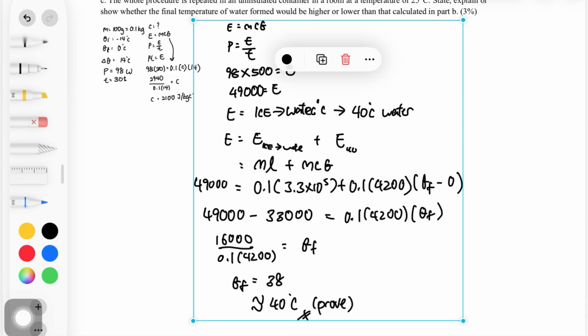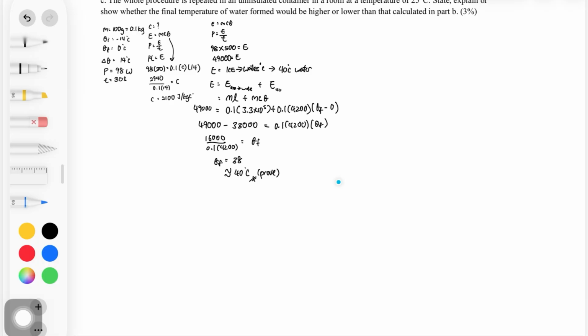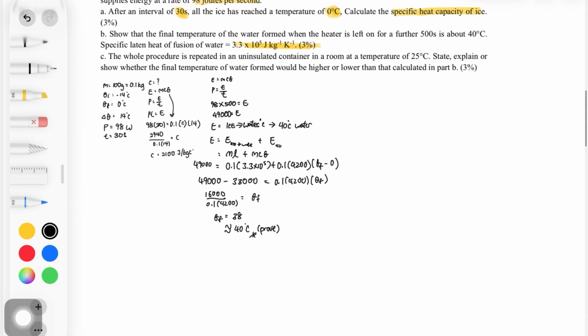Okay, let me minimize again so we can continue in the small space to do the other question. So the third question is: the whole procedure is repeated in an uninsulated container at room temperature of 25 degrees Celsius. State, explain or show whether the final temperature of water formed would be higher or lower than the calculated one in B. Okay, what do you mean by that?